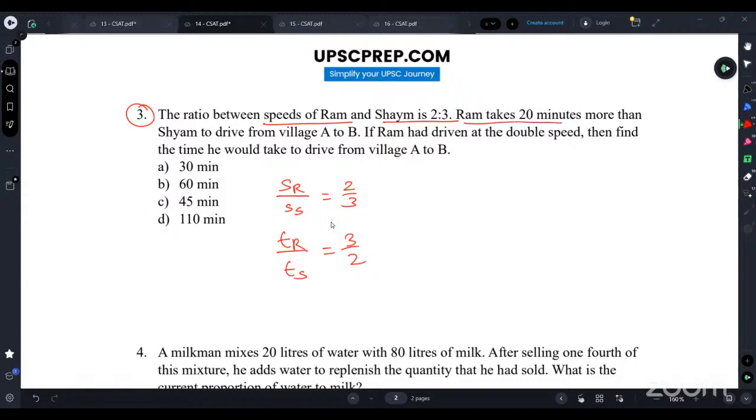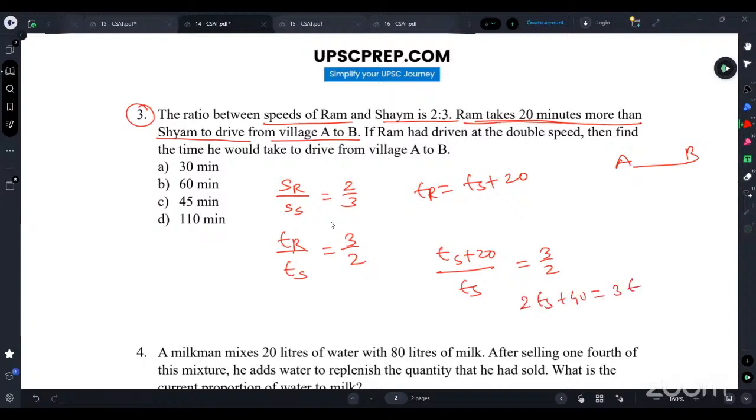Now, Ram takes 20 minutes more than Sham to drive from village A to B. Okay, let's say there are two villages. So Ram is taking 20 minutes more. So time of Ram will be basically what? Time of Sham plus 20 minutes, right? Now let's put this value of time of Ram into this equation. So Ts plus 20 by Ts will be equal to 3 by 2. Now if you solve this, what will be the time for Sham? It will be 2 times of Ts plus 40. It will be equal to 3 Ts, right? So Ts is basically 40 minutes.